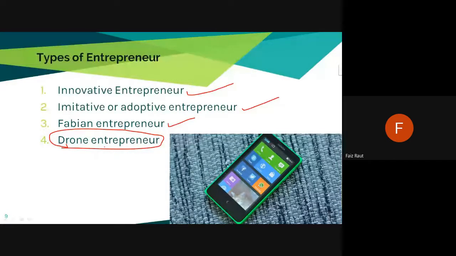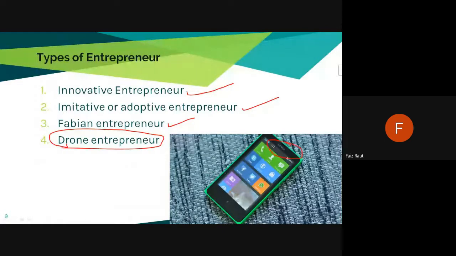So they are very egoistic. They have a big ego that the business model which I have developed, that is the best. My customers will never leave me. That is what the drone entrepreneur thinks. So that's the reason they don't adopt new technology or new things, and they go out of the market.